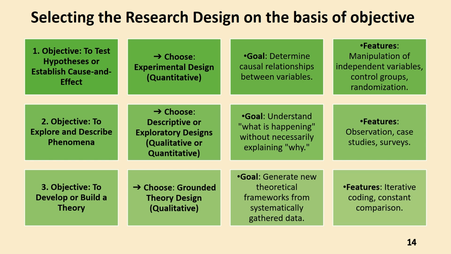Another type of objective intent: to develop or build a theory. To develop or build a theory, you have to identify which type your objective is intended for, and on the basis of that take a decision. Choose grounded theory design when you have this kind of intent. What will be the goal? Generate new theoretical frameworks from systematically gathered data, and features will be iterative coding and constant comparison.